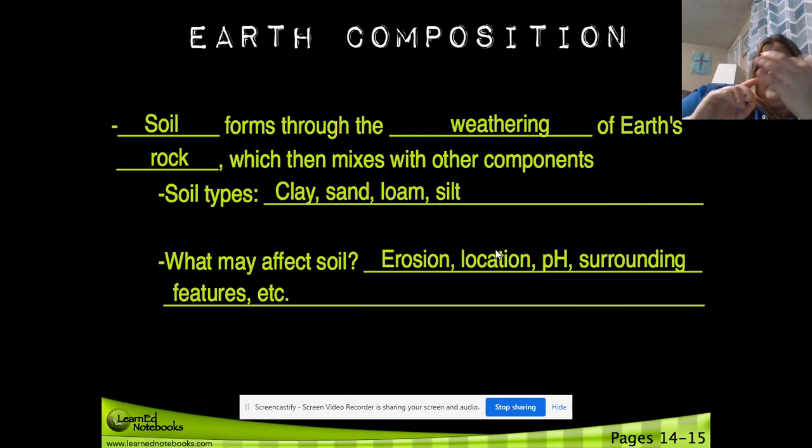Okay. So we've talked about 3 main things. You have soil, you have plate tectonics, and you have the layers of the earth that you're expected to know for Earth's composition.